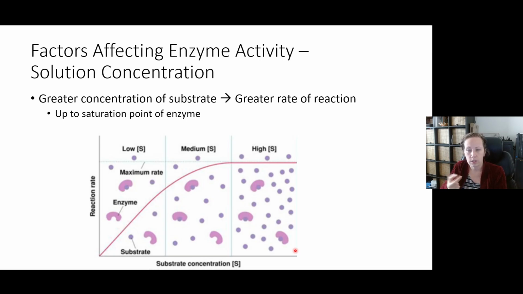And all of the enzymes in solution have a substrate bound to it and are working. And then you just have a lot of excess substrate that is just waiting around for the next time an enzyme is free. And so at that point, the reaction rate is constant. It doesn't matter how much more you add of the substrate, it's not going to happen any faster.